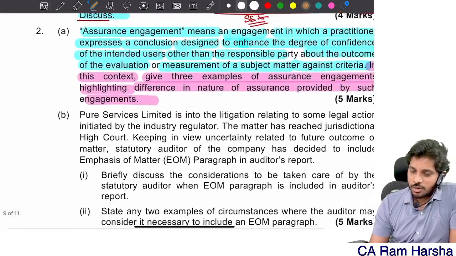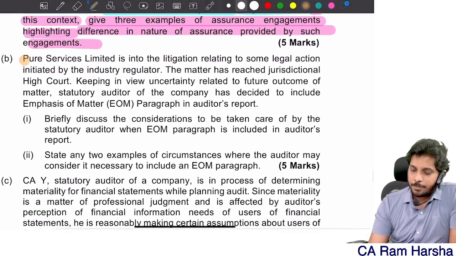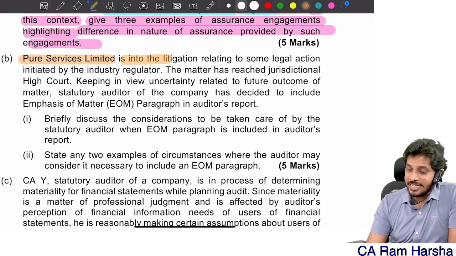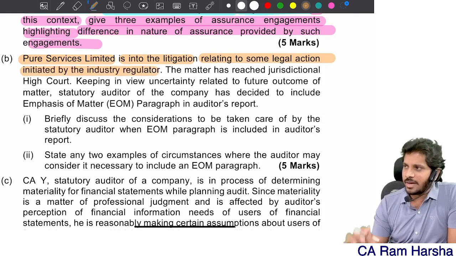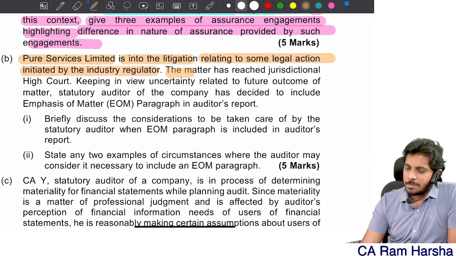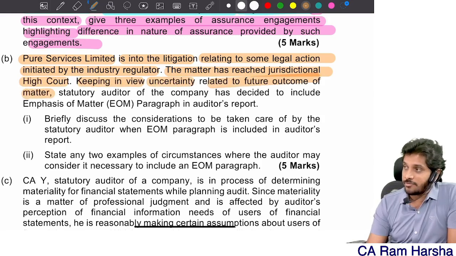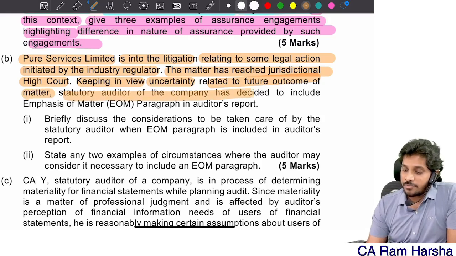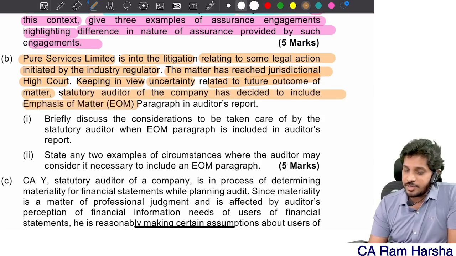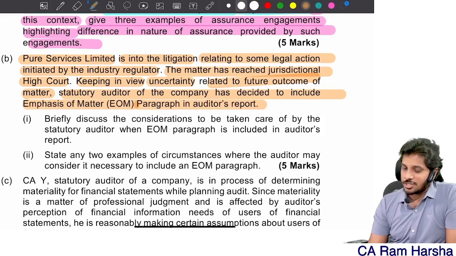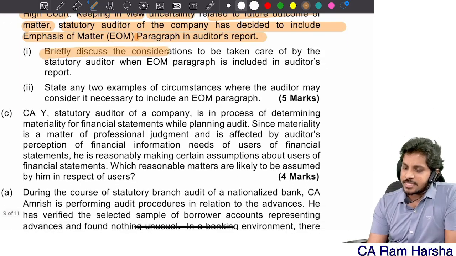How many questions have we solved? Okay, one only. Second question. Pure Service Limited is into litigation relating to some legal action initiated by some regulator. The matter has reached the jurisdictional high court. Keeping in view the uncertainty related to the future outcome of the matter, the statutory auditor of the company has decided to include an emphasis of matter paragraph in the auditor's report. Briefly discuss the considerations to be taken care of by the statutory auditor when an emphasis of matter paragraph is included.